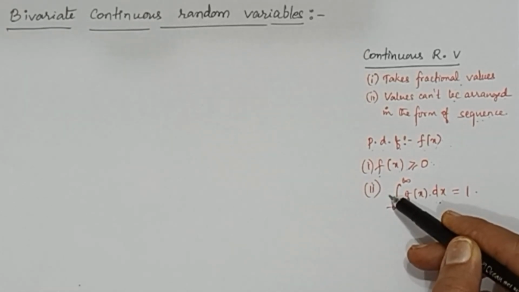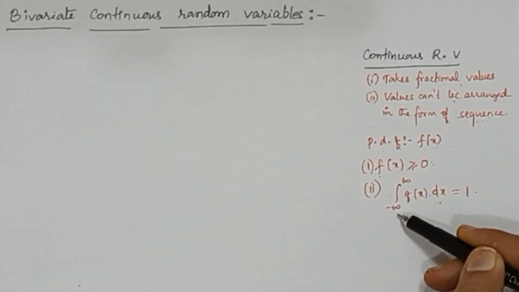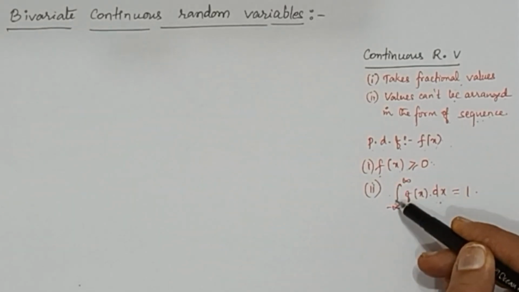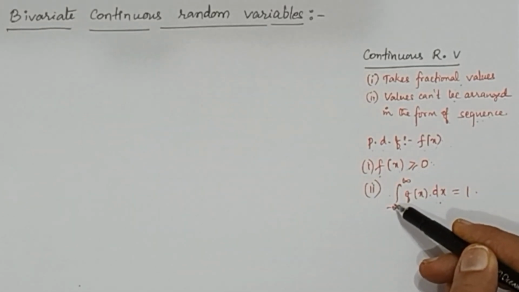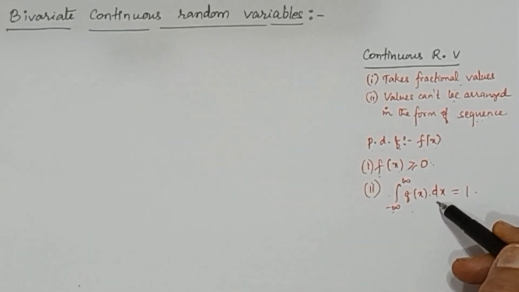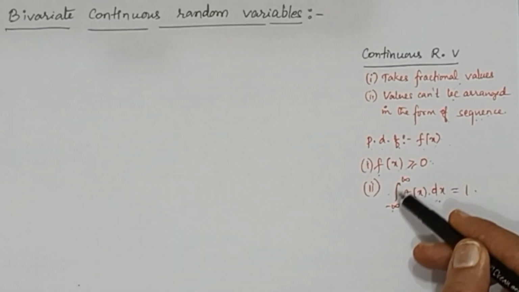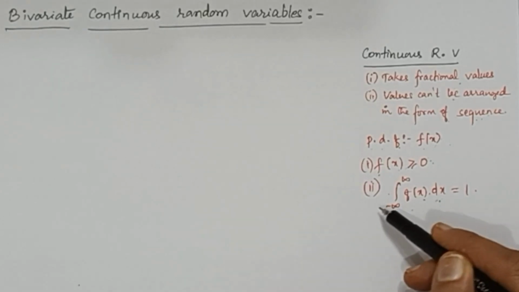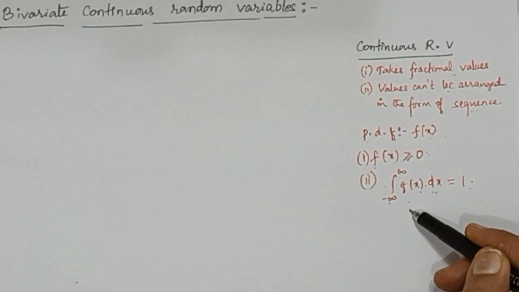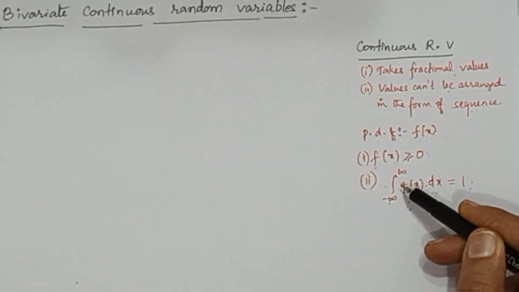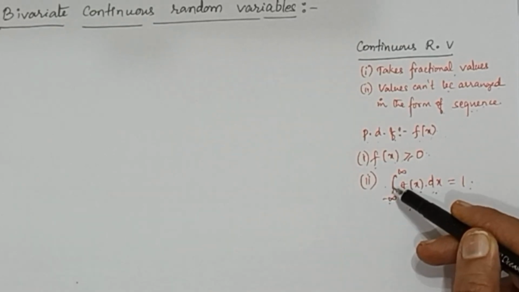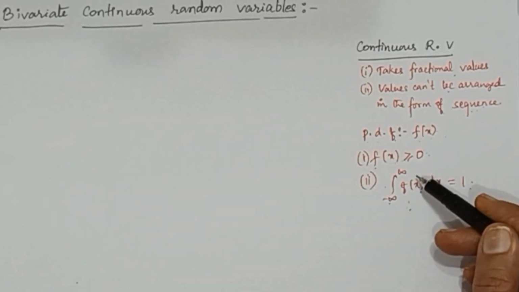The second condition is the integral over R, which I defined in the previous video, meaning the given range. The given range here is all real values, that's why minus infinity to plus infinity f of x dx must be equal to 1. That means the sum of all probabilities over all real values must be equal to 1. In the case of a continuous variable, summation is taken with the help of integration, because it is the summation over a range of values.